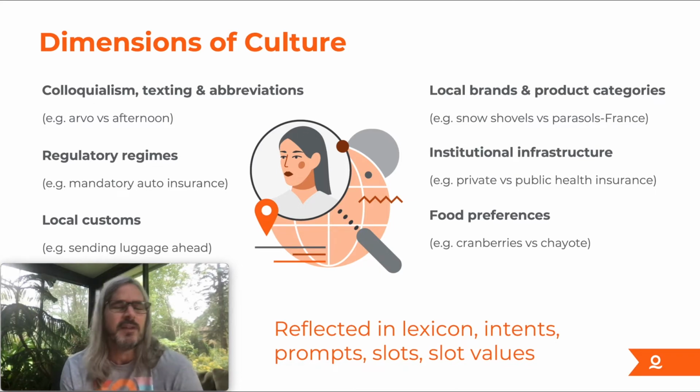Another good example is just preferences, food preferences. Where I live, cranberries are very common. It's a commonplace dish and people eat it all the time. Whereas if I'm in Central America, chayote is a very common food, I'm not quite sure if it's a fruit or a vegetable, that might be part of an inquiry I'd like to make to a restaurant, for example. So again, we want to infuse the data with real life, the kinds of things that real people care about. And those things get reflected in the lexicon, the intents, the prompts, the slots, and the slot values that we just looked at.